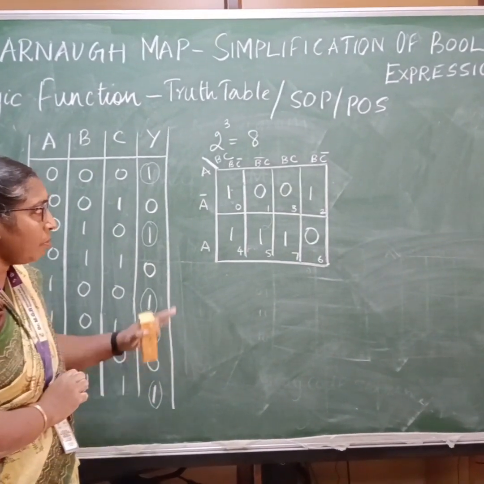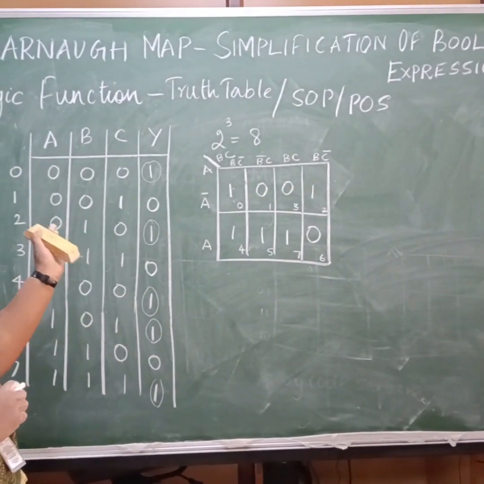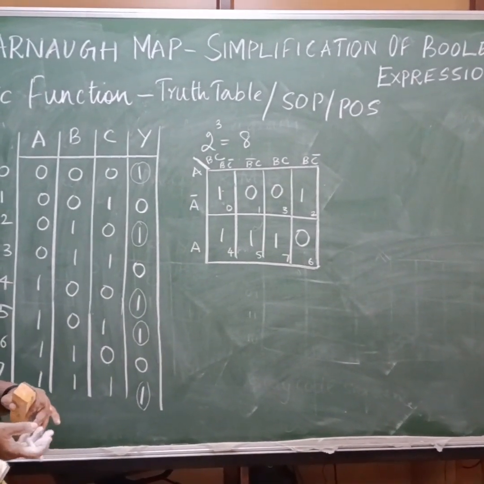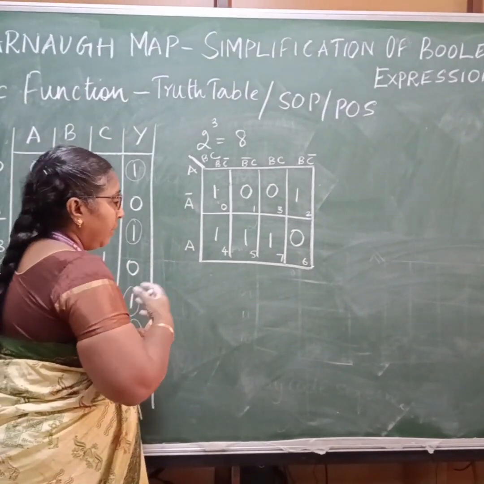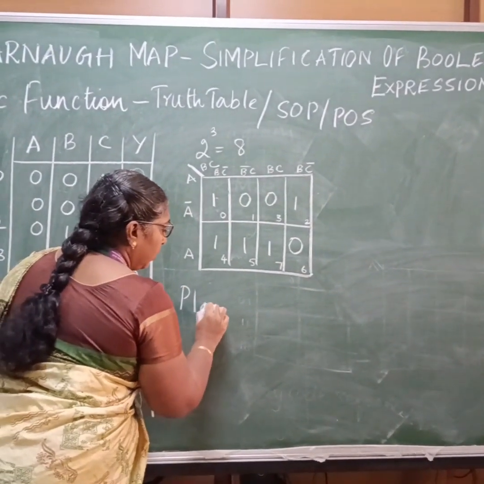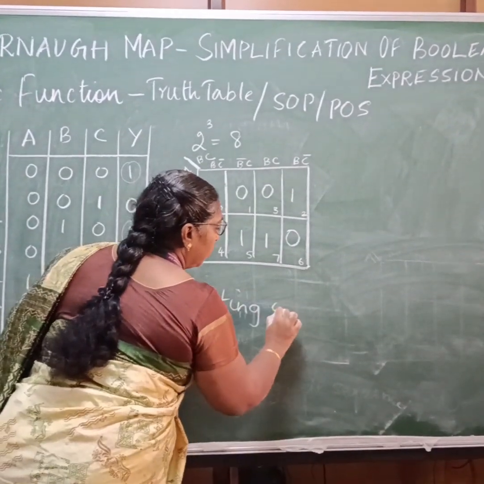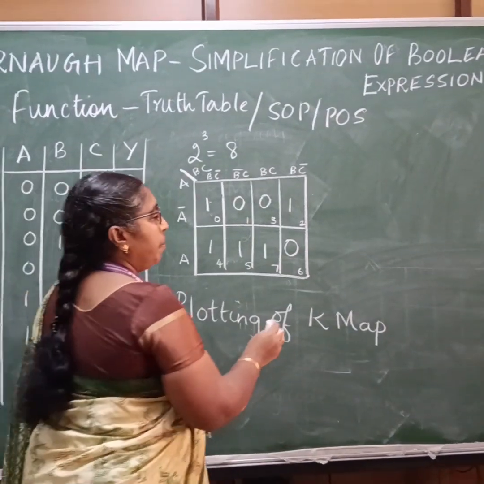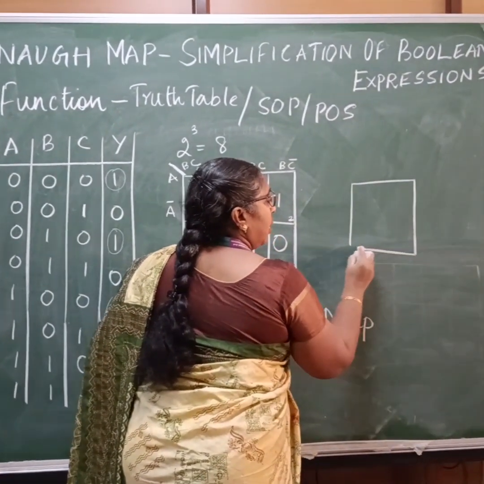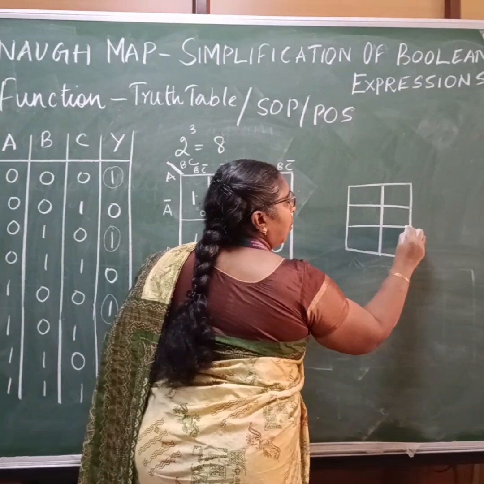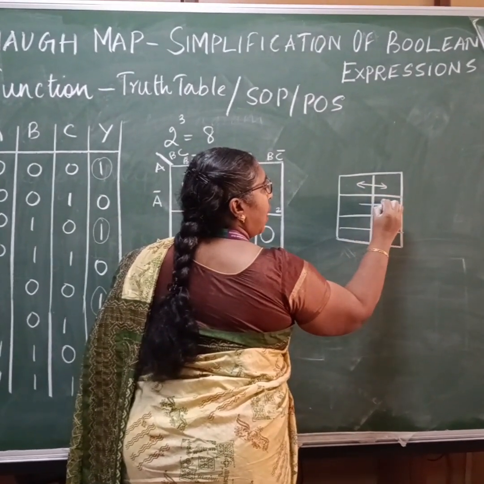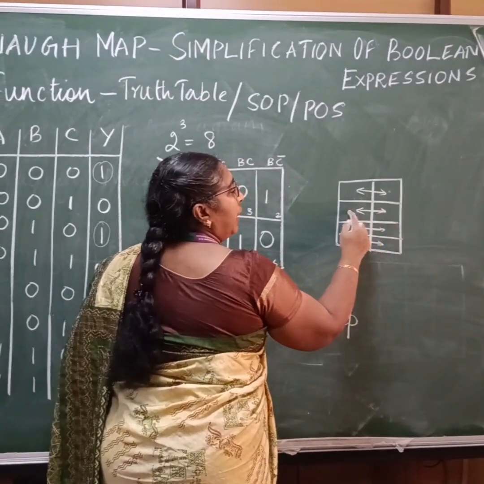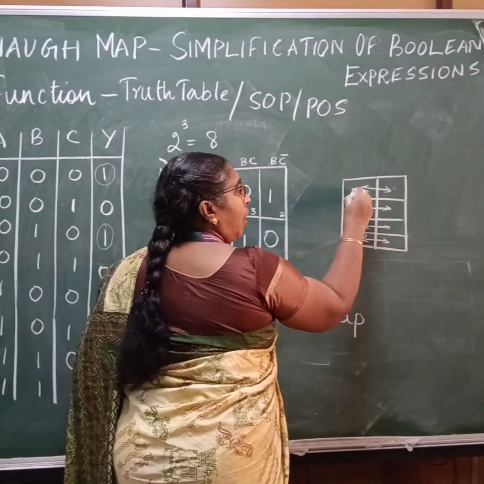Okay, so next, we have represented the truth table in the K-map. So how are we going to obtain the output? There is another concept called plotting of the K-map. Okay, so how we are going to map is this. We can group adjacent cells. In this case, we can group only the adjacent cells either this way or this way.